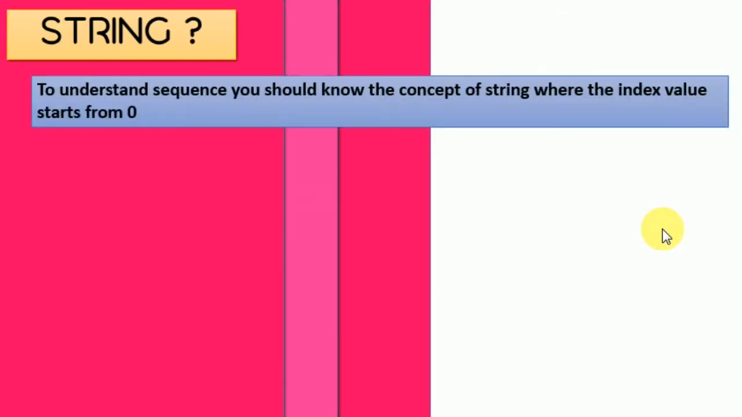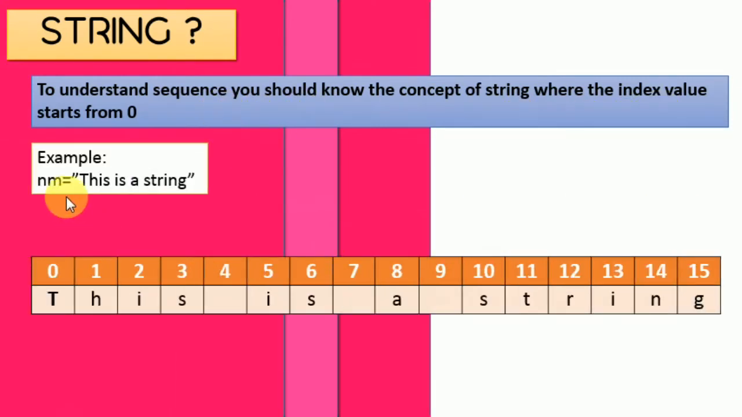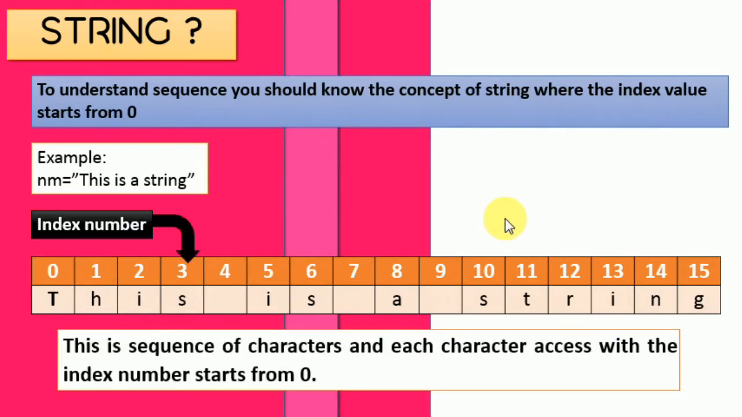Let us move to the next. First, you should know the string. You already know what the use of a string is. It is used to store strings, and the index value always starts from 0. If an example is given, num equals this is a string, each block is going to contain a single character, and at the top is the index value, and by this index value we can access these characters. I have already explained that this is a sequence of characters, and each character is accessed with the index number starting from 0.